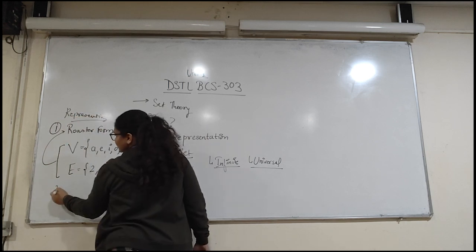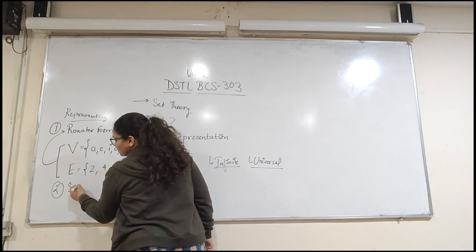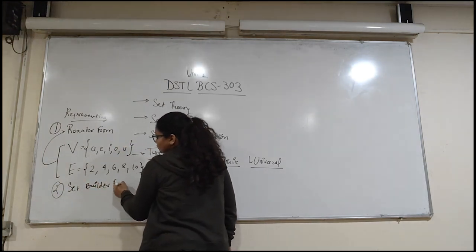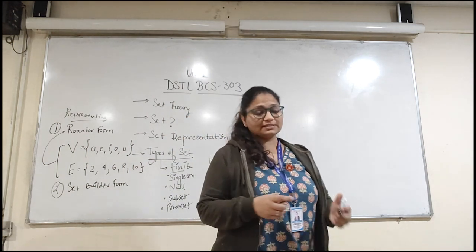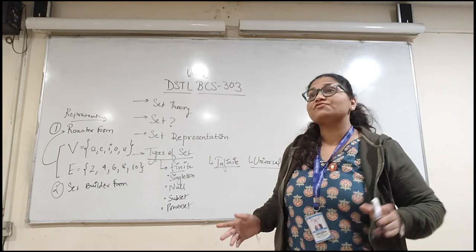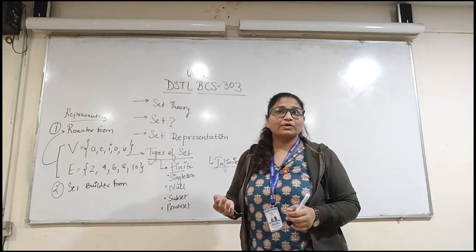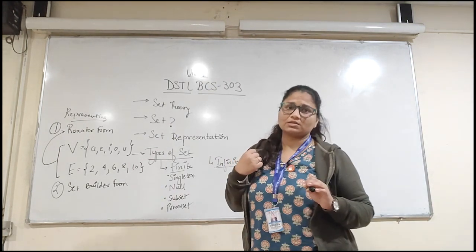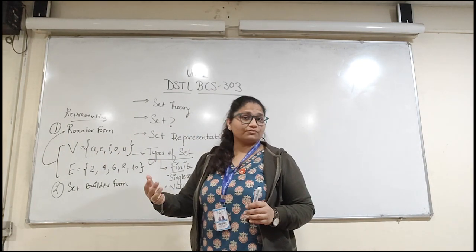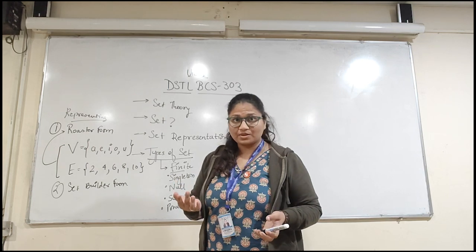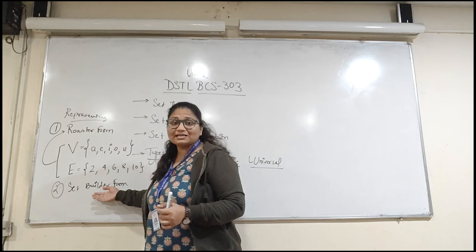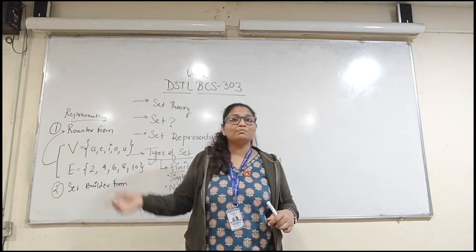Now, the other one is set builder form. First of all, let's know the need of this second way. Suppose you have a set having n number of elements, having infinite elements. Suppose I tell you to write first 500 prime numbers. You cannot put them in curly braces and separate them by commas manually. It will take a lot of time and manpower. So, set builder form is a single statement through which, as the name suggests, your set can be built.